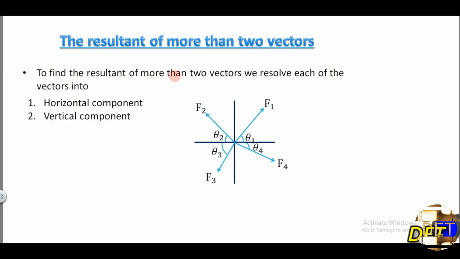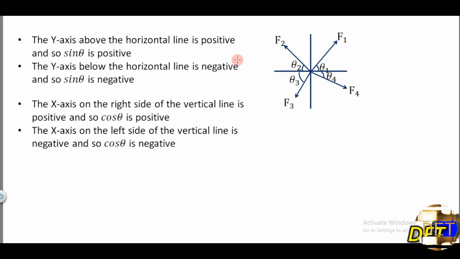To find the resultant of more than two vectors, we resolve each of the vectors into a horizontal component and a vertical component, right? Here are four forces acting at a point O. If we are to look for the resultant of these four forces, we would have to resolve each of the forces F1, F2, F3, F4 into a horizontal component and a vertical component, right? That's how we look for the resultant of more than two forces.